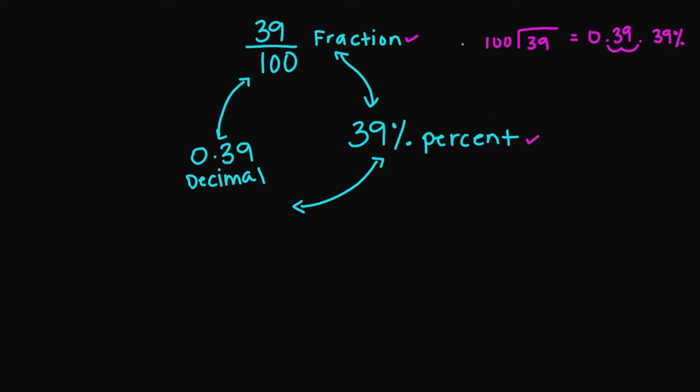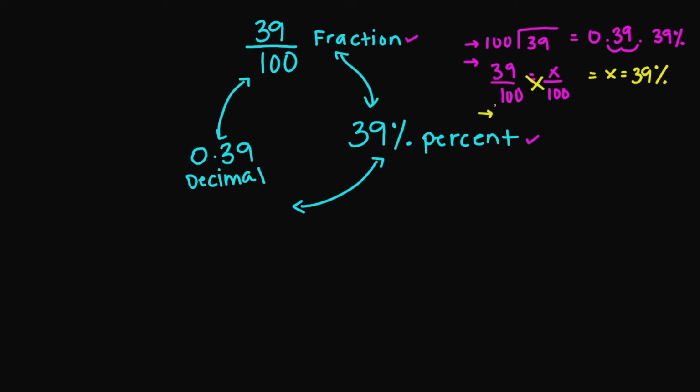Another way that you can do this, so this is the first way here. The second way is to set up a proportion. So I have my 39 over 100 here equals x over 100, and I'm going to cross multiply. When you cross multiply, x is going to equal 39. And when you get your 39, you just turn it into a percent by adding your percentage sign, and this is going to give you the 39%, which is what we have here.